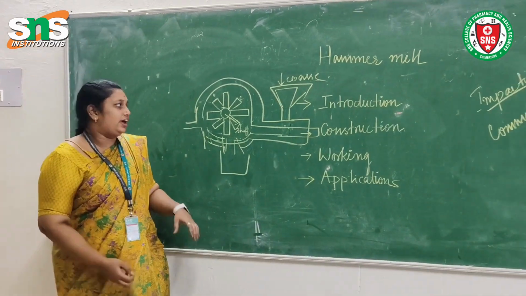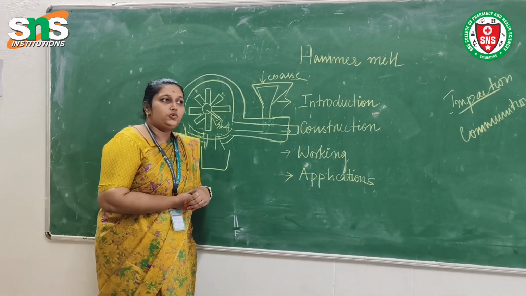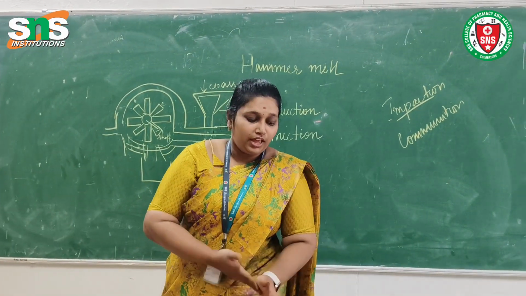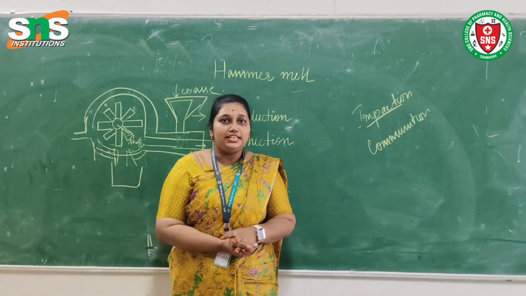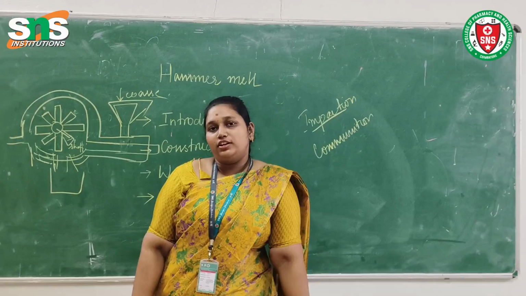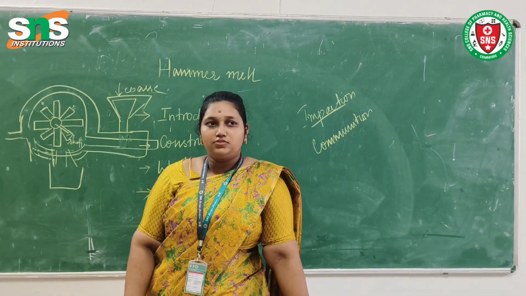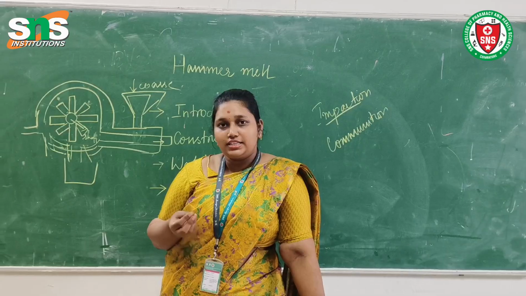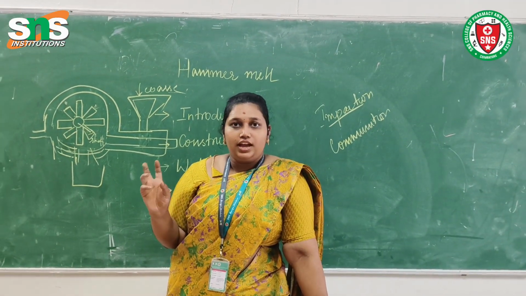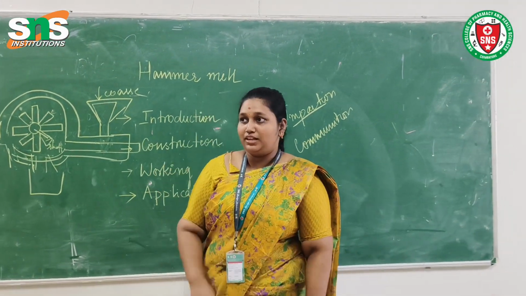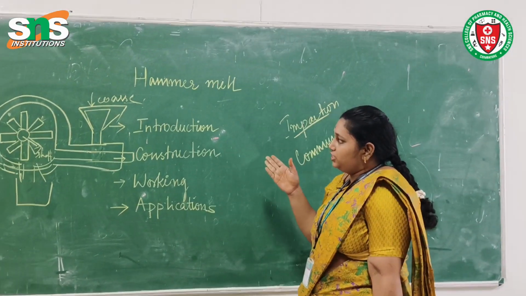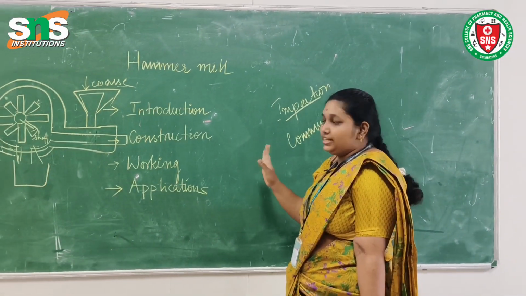Applications of the hammer mill: we can use it for mixing of dry and wet granulation and for grinding APIs, and it is used for size reduction of particles for herbal uses, such as barks, leaves and roots of plants. So this is the hammer mill: construction, working, application and introduction.